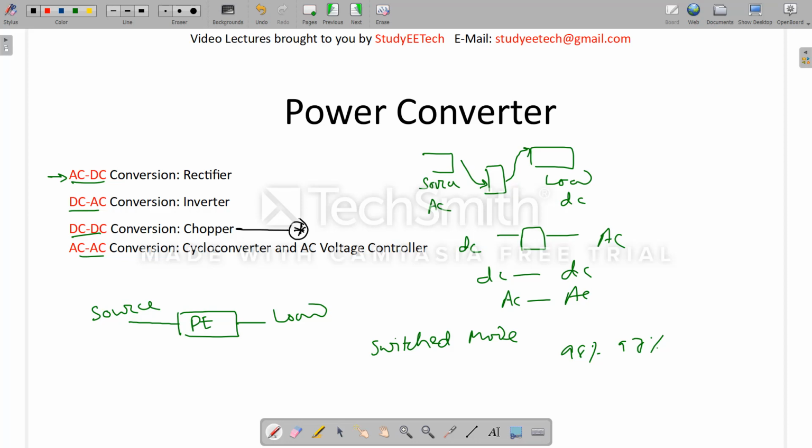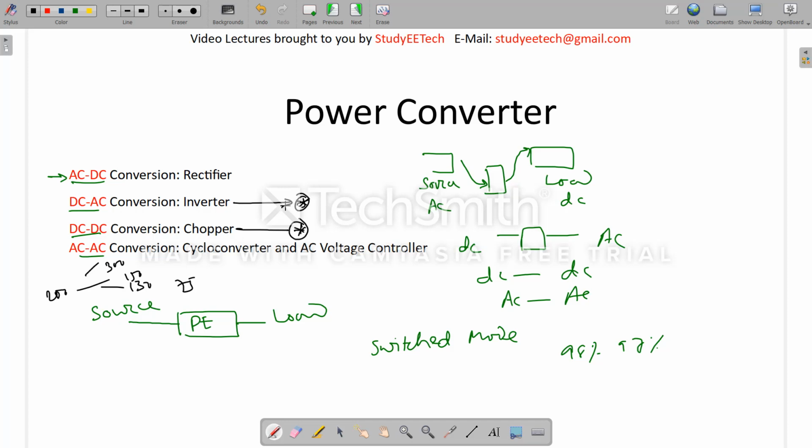It can give you the variable DC, like from 200 volt you can get 150, you can get 130, you can get 75, or you can get more than 200, 300 volt, whatever you want. So that is possible, DC to DC conversion. That is the chopper.